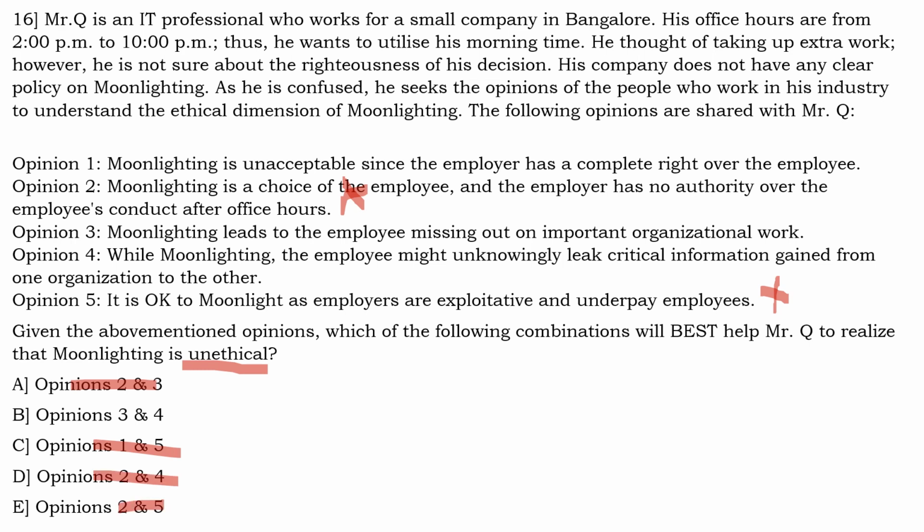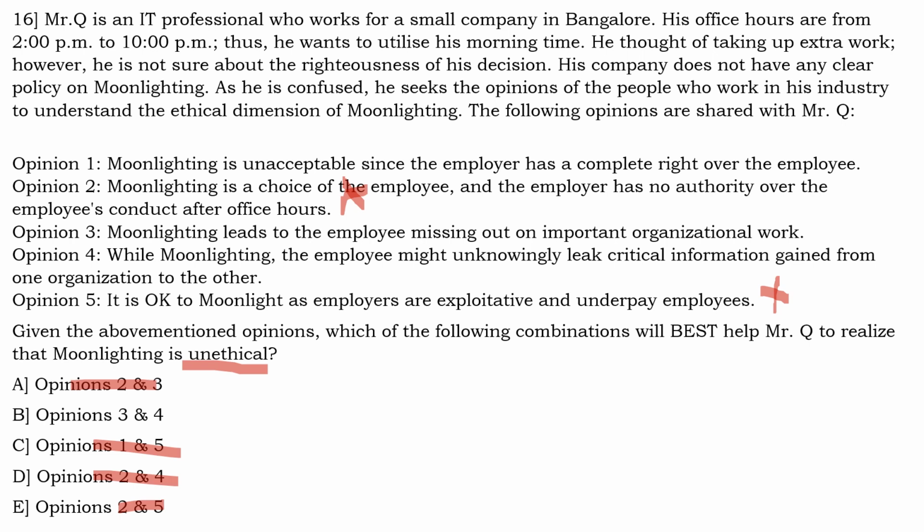So anyway, what you are left with is opinions 3 and 4. Opinion 3 says that moonlighting leads to the employee missing out on important organizational work. Correct. Opinion 4, when moonlighting, employees might leak some information to the other company. That also is a very logical possibility which indicates that moonlighting is not good.